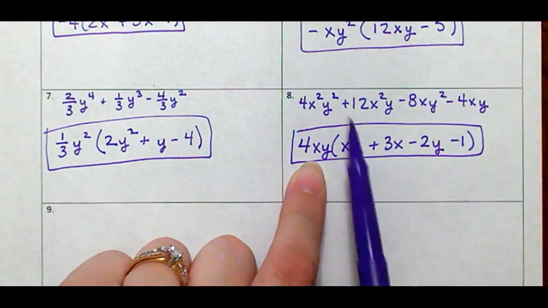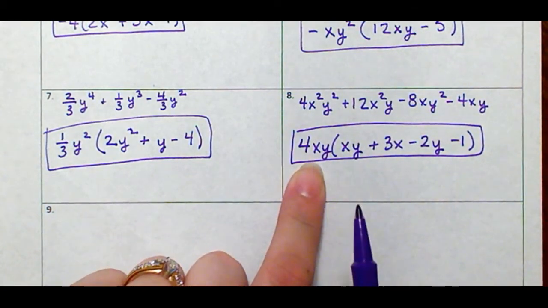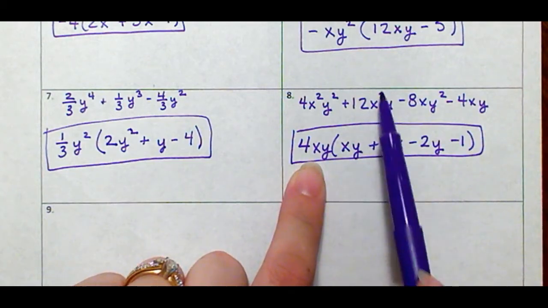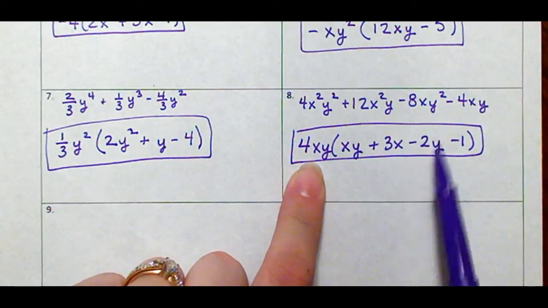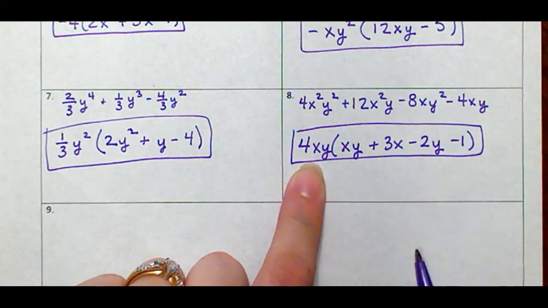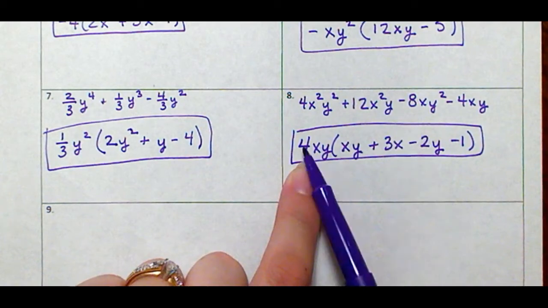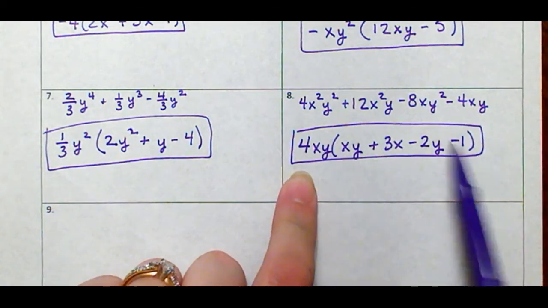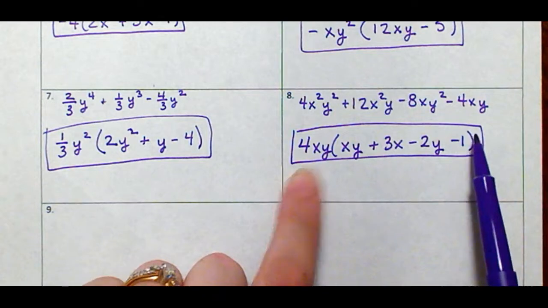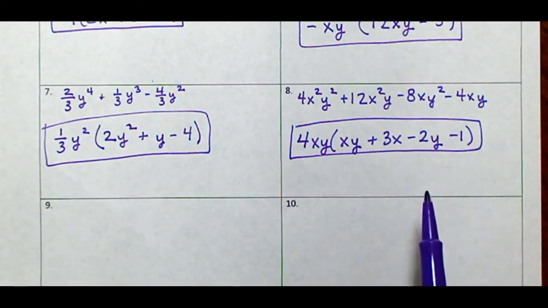And that's going to leave us with xy, because this times this is 4x squared y squared. 3x, 4xy times 3x is 12x squared y. Negative 2y, negative 8 times xy squared. And then make sure you have negative 1 down there, because notice you'd have to multiply this by negative 1 to get that back. Okay? You can always multiply by 1 here if there's a term. So you should have 4 terms in that parentheses.